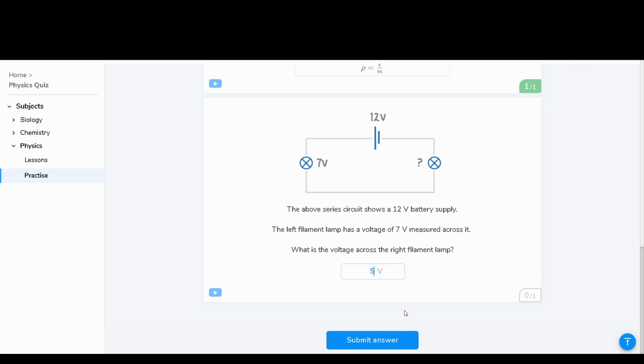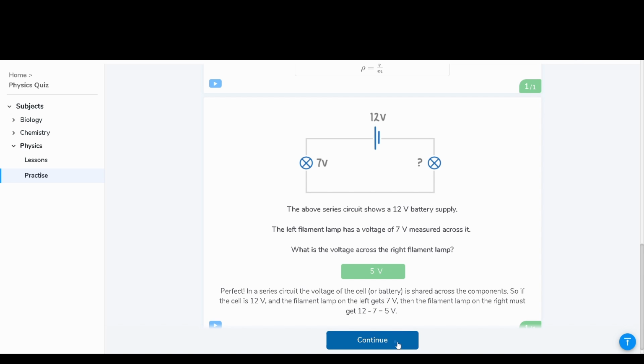Because the total voltage is the sum of those lamps. The total voltage is equal to the voltage across each of these lamps. Very good. So what is the total voltage? 12 volts. The voltage across this is 7, so this must have a voltage of 5 volt.